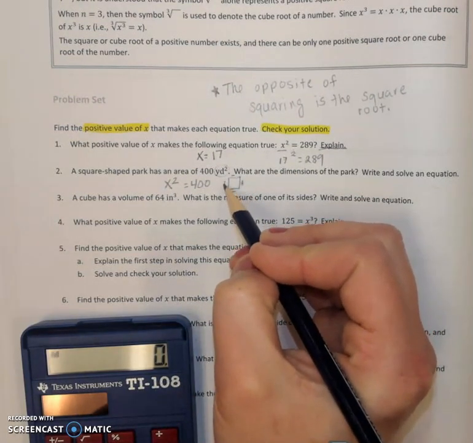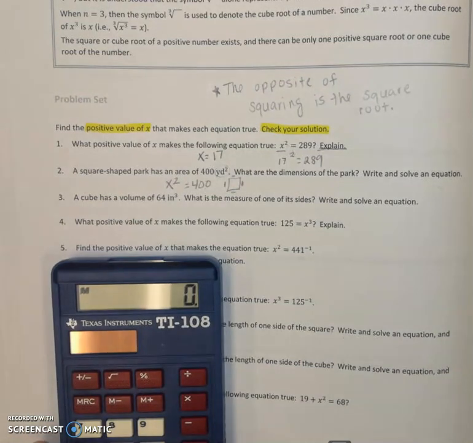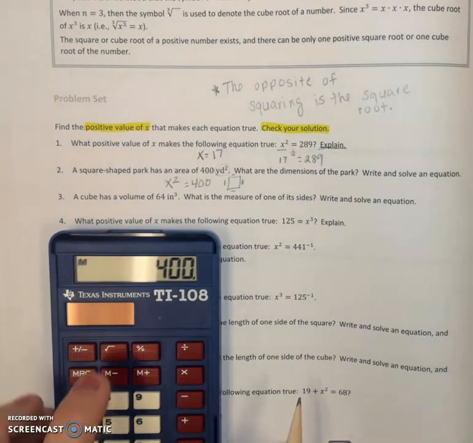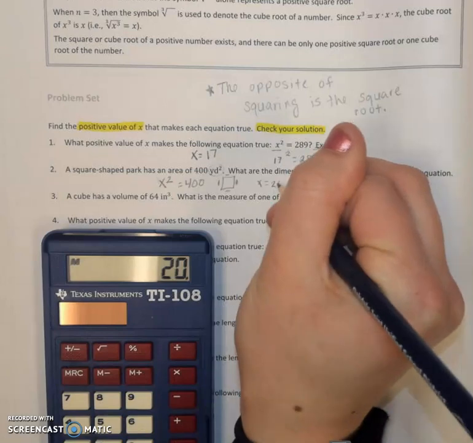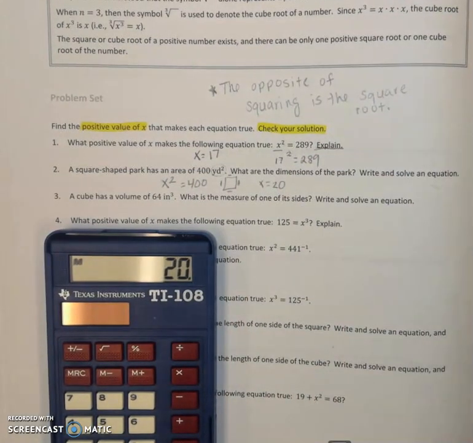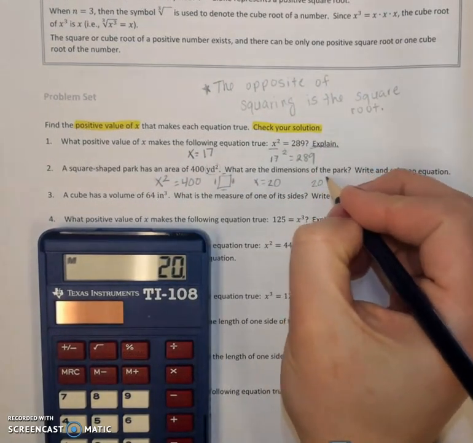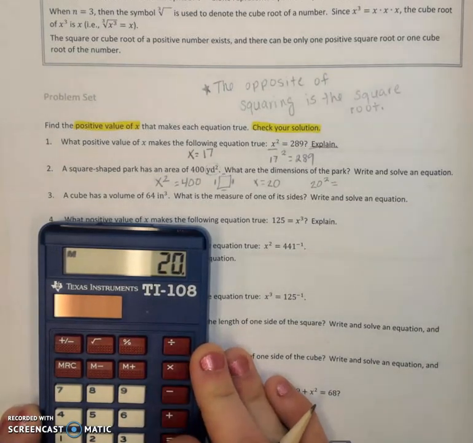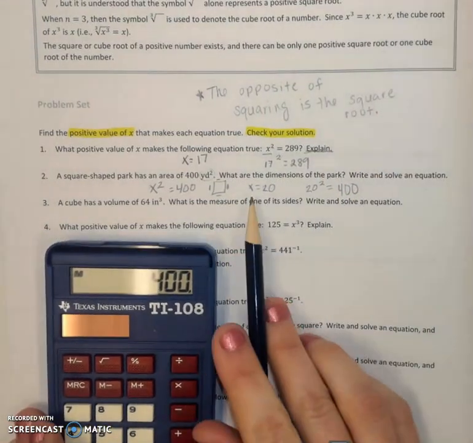I want to make sure you understand that there. So x squared equals 400. Same thing, we're going to take the square root, the opposite of squaring. We're going to take the square root of 400, which is 20. So I think x equals 20, but it says specifically to check your work. So I'm going to plug that 20 in for that x. 20 squared equals 20 times 20, which is 400. Okay, so that is correct.